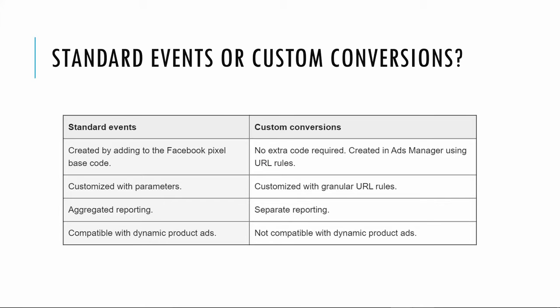Here are the differences between a standard event and custom conversion. Standard events are created by adding the Facebook pixel base code. You can customize them with parameters, you can aggregate the reporting, and they're compatible with dynamic ads. Custom conversions require no extra coding. These are created right in your ads manager. These conversions are customized with URL rules alone. They have a separate reporting function, but they are not compatible with dynamic product ads.